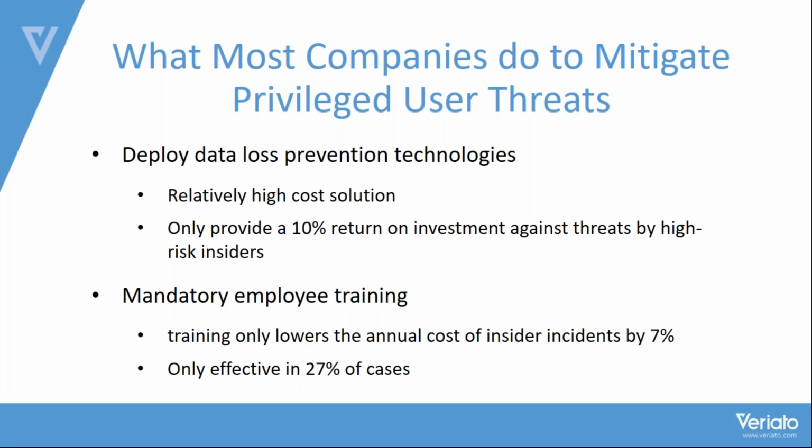Okay? We do mandatory employee training, which is good, I really advocate that. But look at what I have here. Training only lowers the annual cost of insider incidents by 7%. Okay, only effective in 27% of cases. Now that's better than the technology, training folks, but still, it only cuts your cost by 7%.